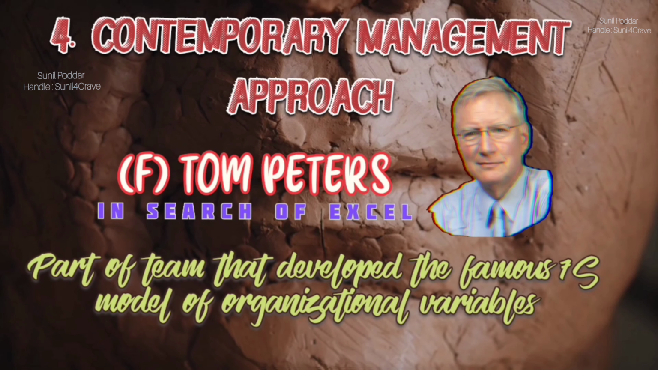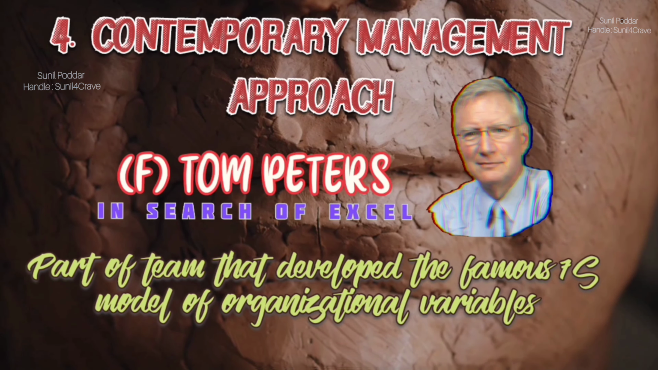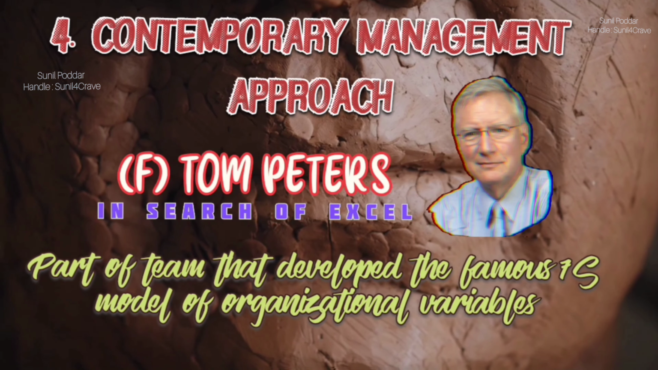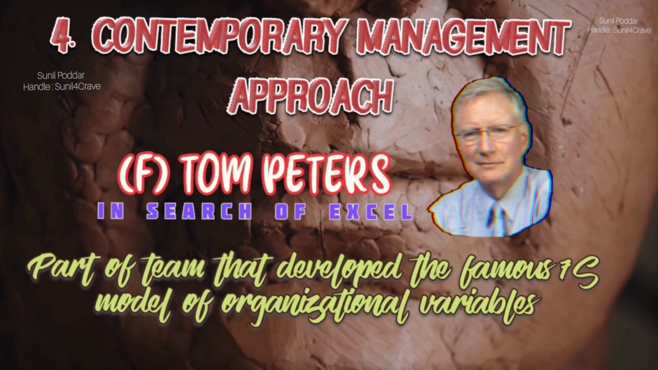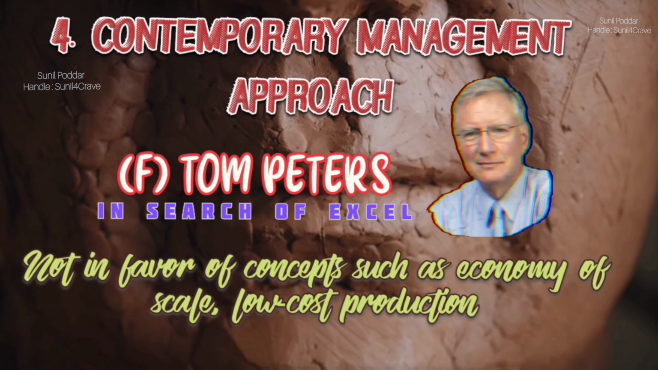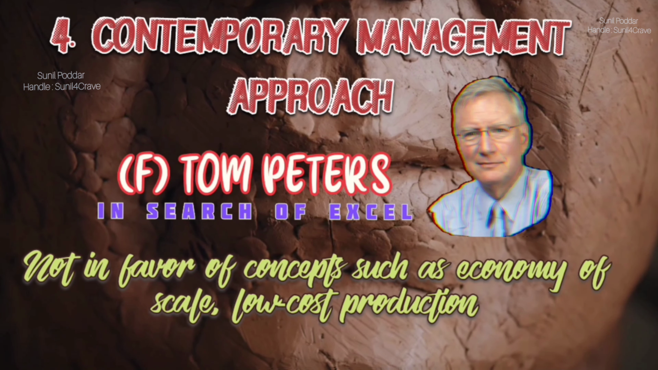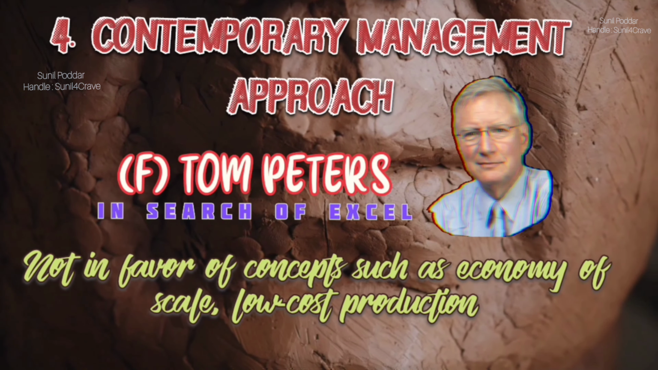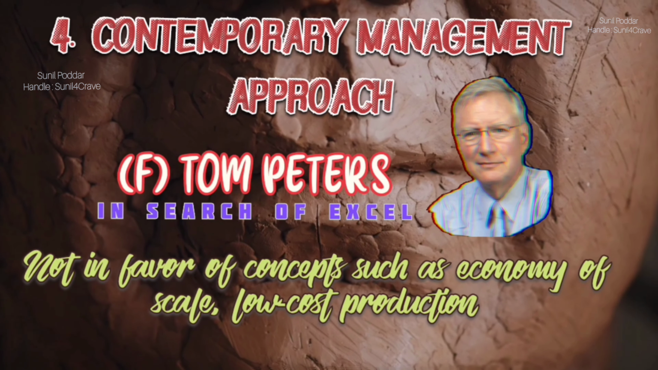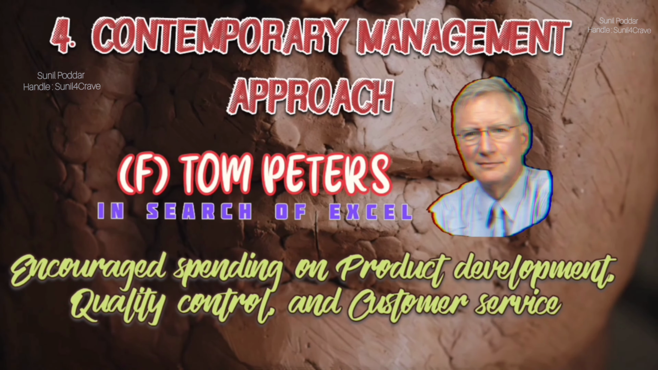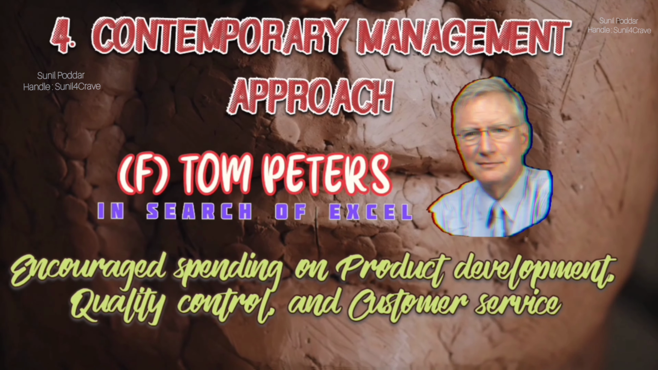While working with McKinsey as a consultant, Peters was part of the team that developed the famous 7S model of organization variables. He was not in favor of concepts such as economy of scale, low-cost production, or revenue enhancement, and encouraged spending on product development, quality control, and customer service.